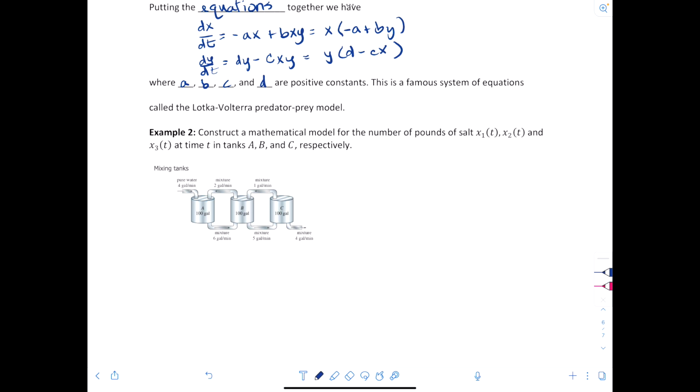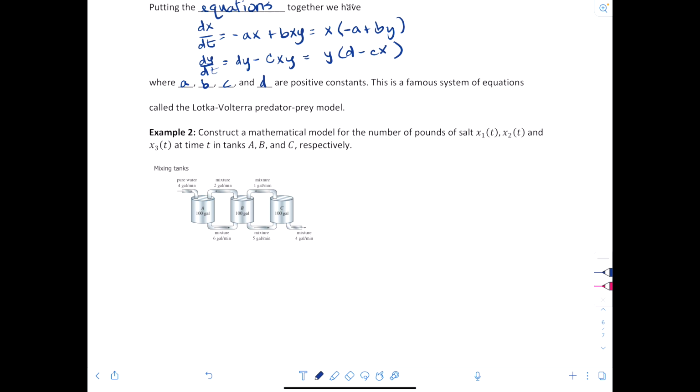Construct a mathematical model for the number of pounds of salt, x1 at t, x2 at t, and x3 at t, at time t in tanks A, B, and C respectively. With this one, you've got pure water going into tank A at 4 gallons per minute, and this mixture coming from tank B going into A at 2 gallons per minute. And then leaving A, you've got a mixture at 6 gallons per minute.